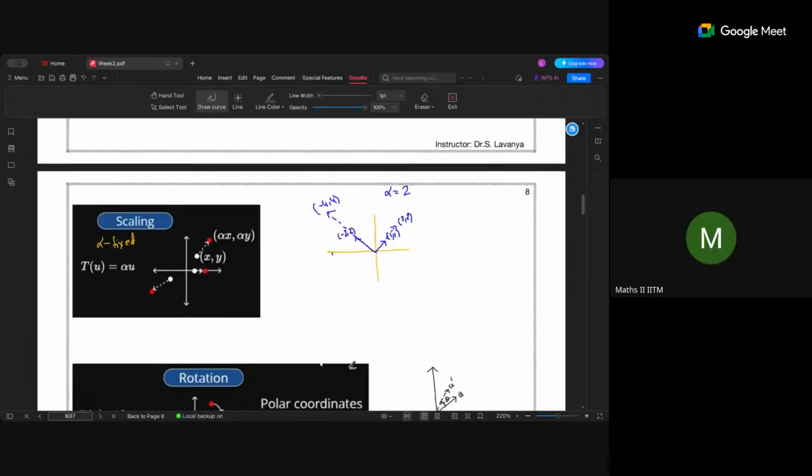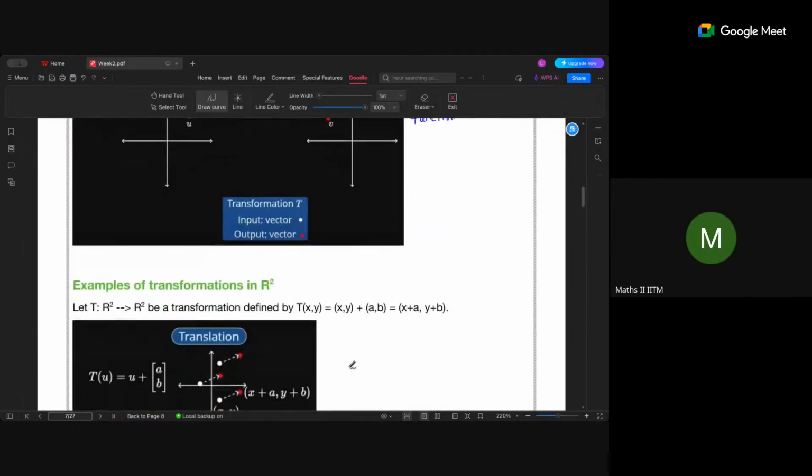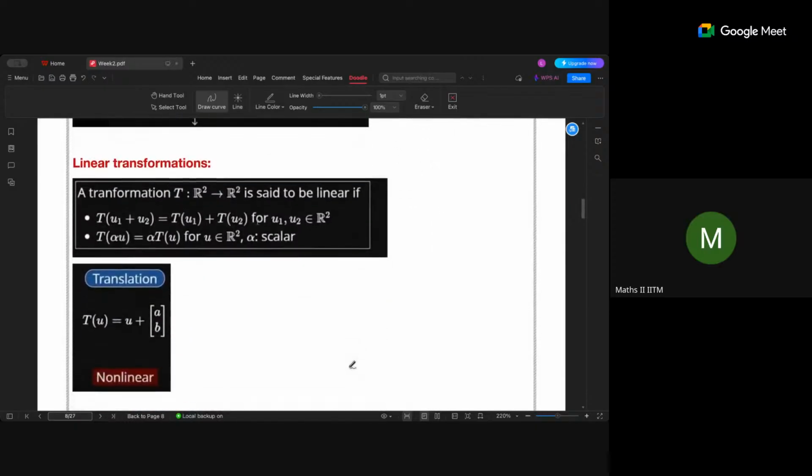Okay. So now we have seen some examples of functions from R2 to R2. But we are not interested in just functions. We are more interested in linear transformations. What is meant by a linear transformation? A transformation T from R2 to R2 is said to be linear if T of u1 plus u2 is equal to T of u1 plus T of u2, and T of alpha u is equal to alpha times T of u. If these two properties are satisfied, then only we call a transformation linear.